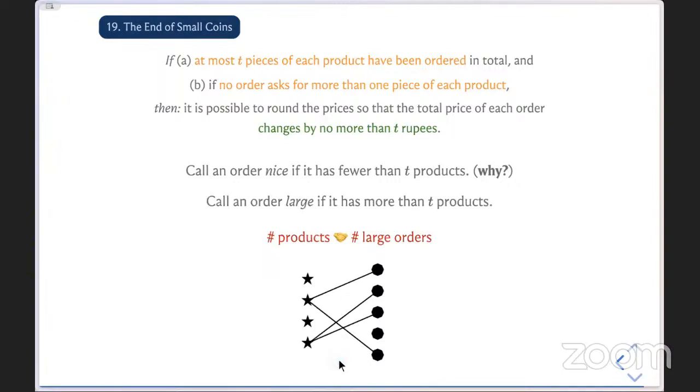How many lines are coming out of each element on the left? Remember, our assumption is that at most T pieces of each product have been ordered. On the right we have all the large orders, but still every product has been ordered at most T times. So how many lines are coming out of each of these stars? T lines or at most T lines? Exactly. We have at most T lines coming out of the stars. On the other hand, these are all large orders on the right-hand side. So how many lines are coming out of the large orders?